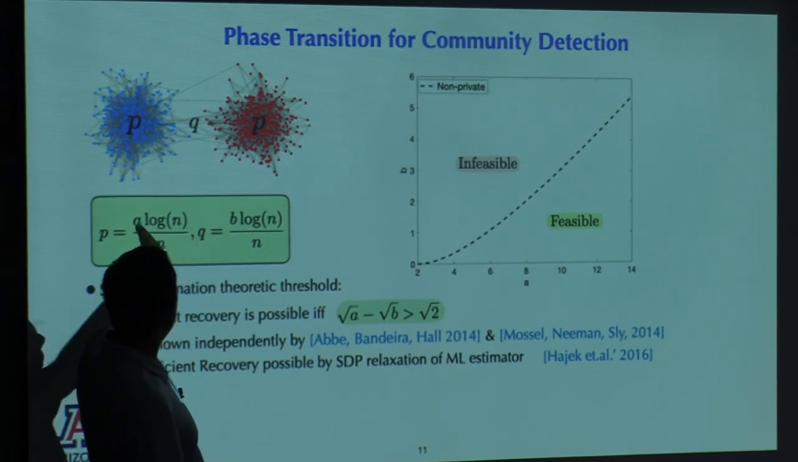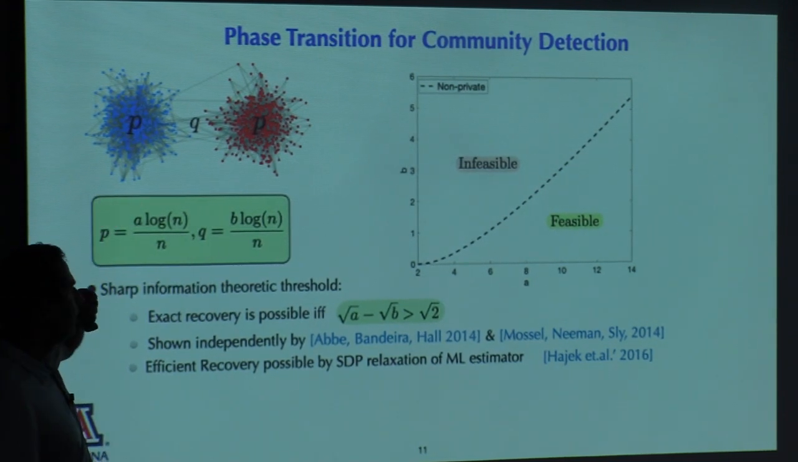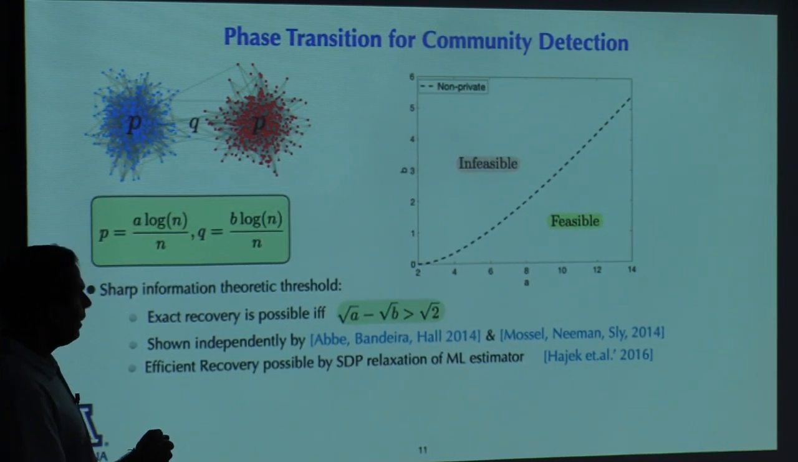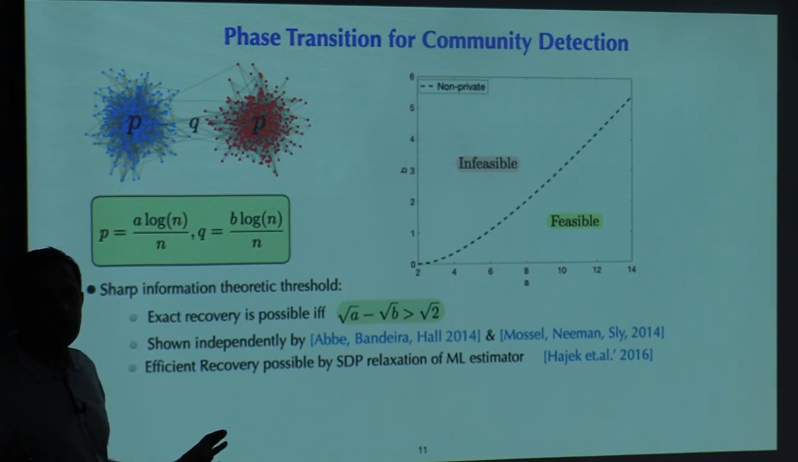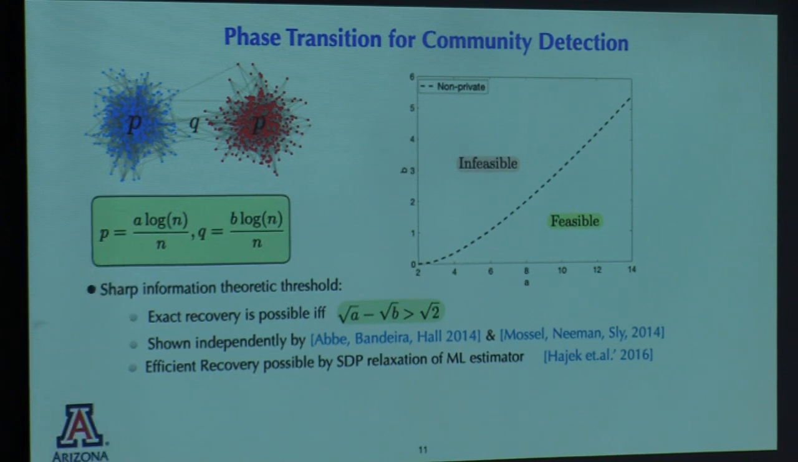So you pick your favorite choice of A and B, which then describes the connectivity parameters. If your A and B are such that you are here, then no algorithm can recover the communities. Okay. Whereas if you're here, then you can recover the communities. Okay. So this line is nothing but square root A minus square root B is equal to square root 2. Alright. So there's a very interesting information-theoretic threshold phenomenon that happens in this problem.